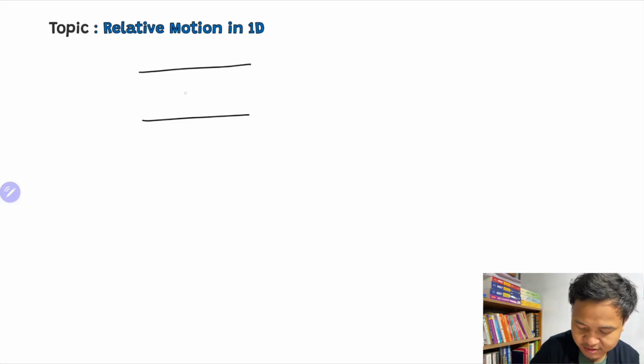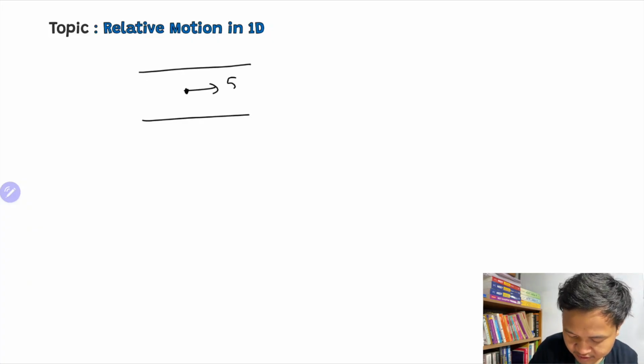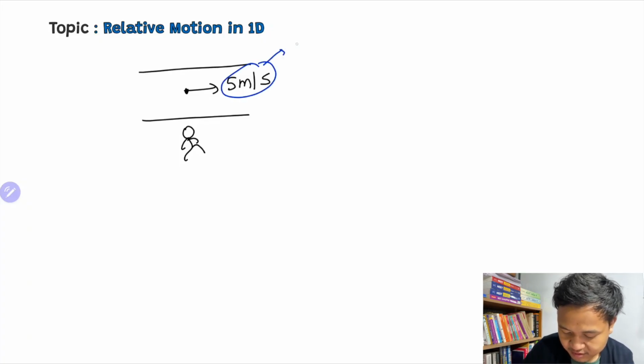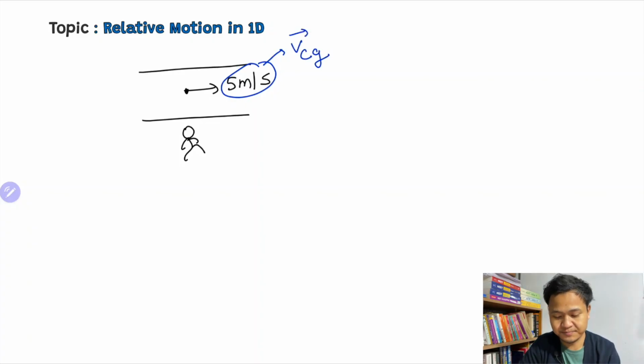Suppose you have a road. A car is moving 5 meters per second. Okay, you're sitting on the roadside. So this is the speed of the car, or you can say velocity of car with respect to the ground. Okay, right? If you are sitting on the ground and watching that car, so that is velocity of car with respect to the ground.